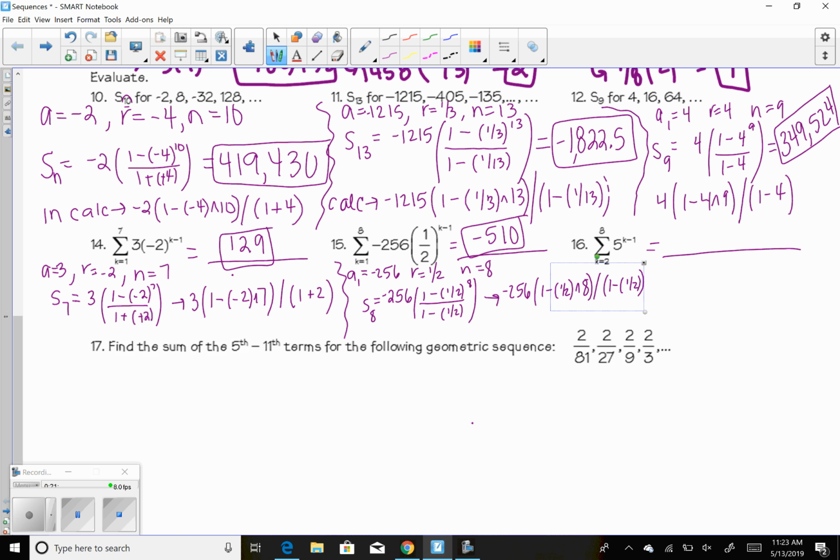Okay. All right, so 16. So 16 is where we're getting crazy. All right. So 16 says, sum the second to the 8th term. So I'm not starting with the first term. I'm starting with the 2nd term. And notice there's something missing there, right? There's an understood 1 in front of that 5. That's really 1 times 5 to the k minus 1. All right, so the first term was 1, but you need to find the 2nd term.